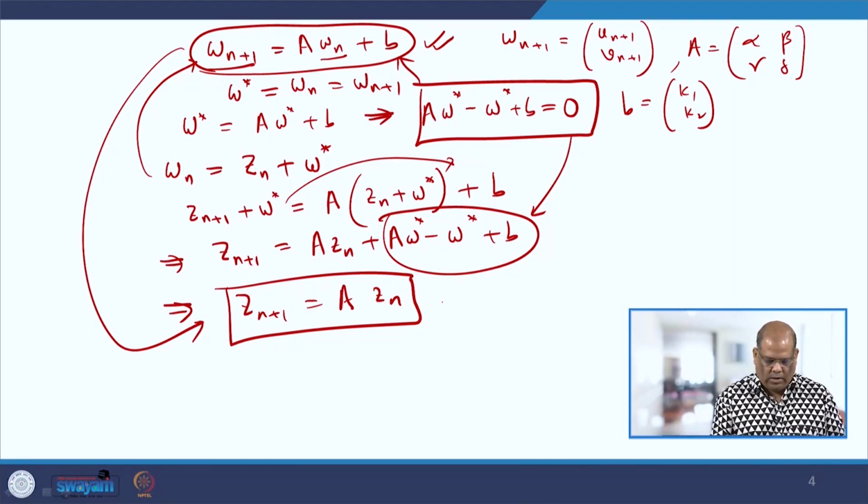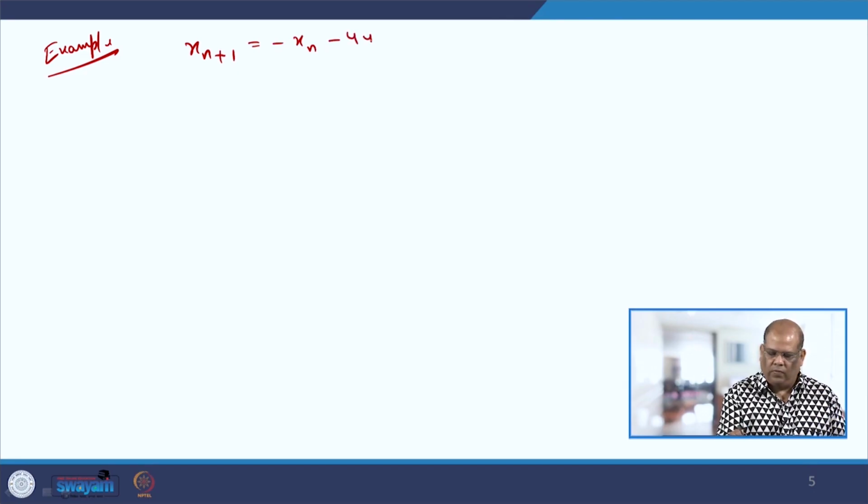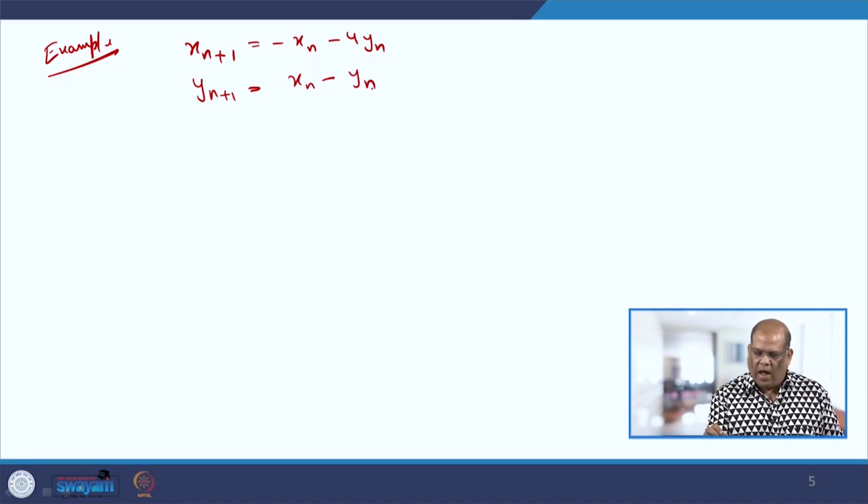Let me prove this with the help of an example. Say I have a system of linear homogeneous difference equation in the form xn plus 1 equal to minus xn minus 4 times yn, and yn plus 1 equal to xn minus yn. So, if you have x star, y star as your equilibrium solution.